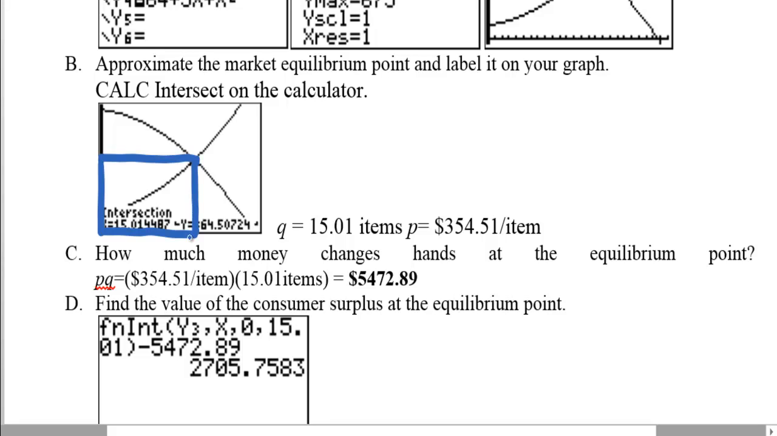Notice that the y values here are in dollars per item and the x values are in items. So when you multiply to get an area, you're actually just getting dollars. So dollars in reality are areas on this graph. So the area of that rectangle is the amount of money that actually changes hands if we're at the market equilibrium point. And so that's just our price times our quantity, which turns out to be $5,472.89.